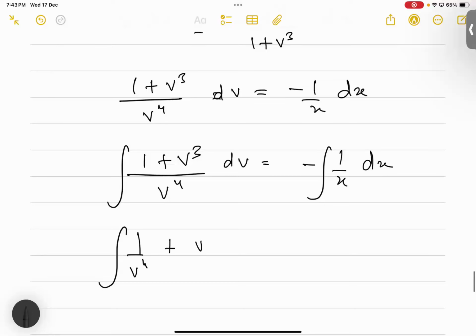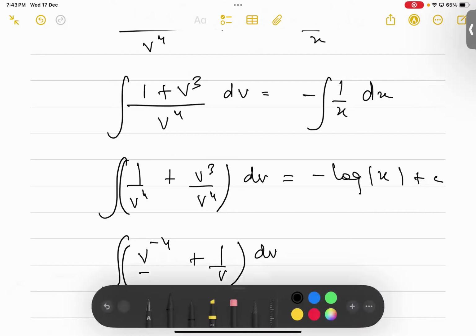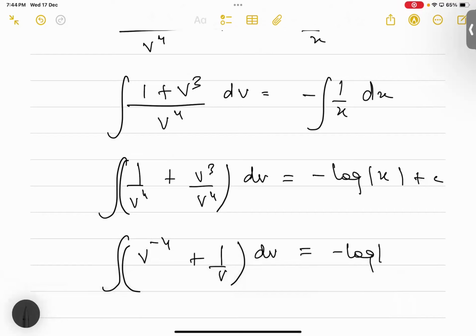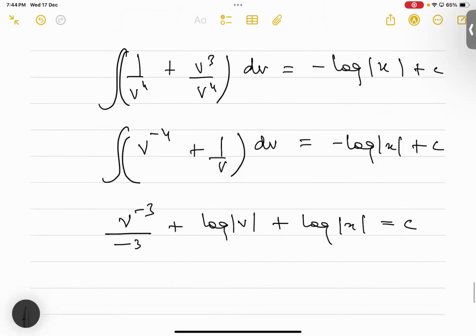1 upon v raised to 4, v cube upon v raised to 4, minus log mod x plus c. v raised to minus 4 plus 1 upon v, dv, equals minus log mod x plus c. Guys, you're understanding this? v raised to minus 3 upon minus 3 plus log mod v. I'm taking that log mod x on the other side, it became plus.